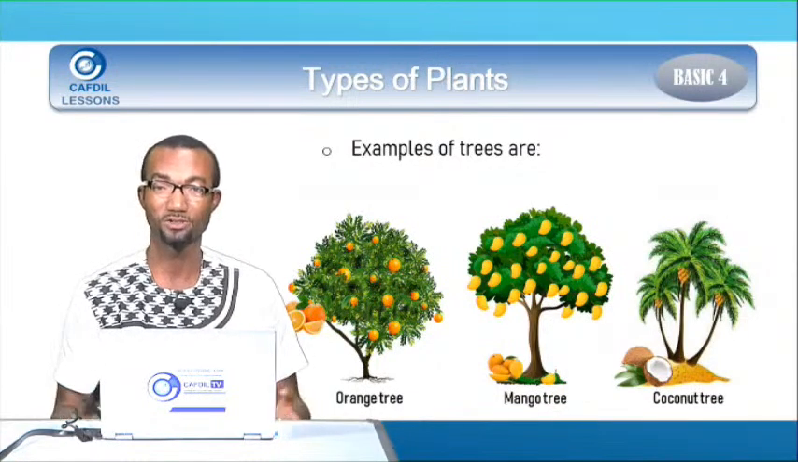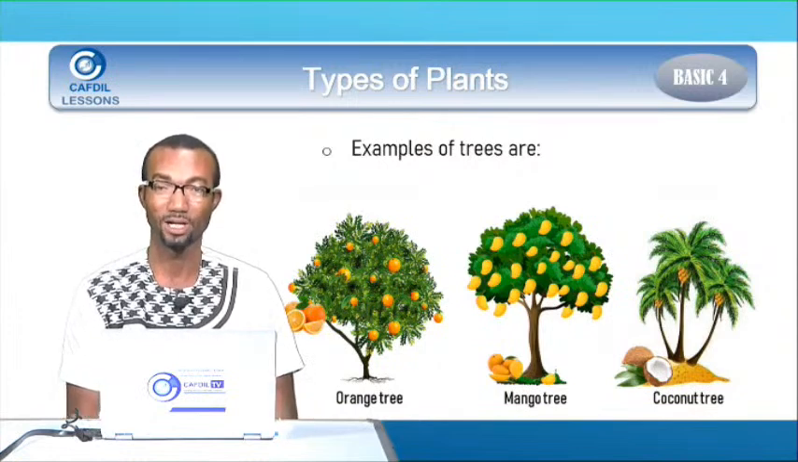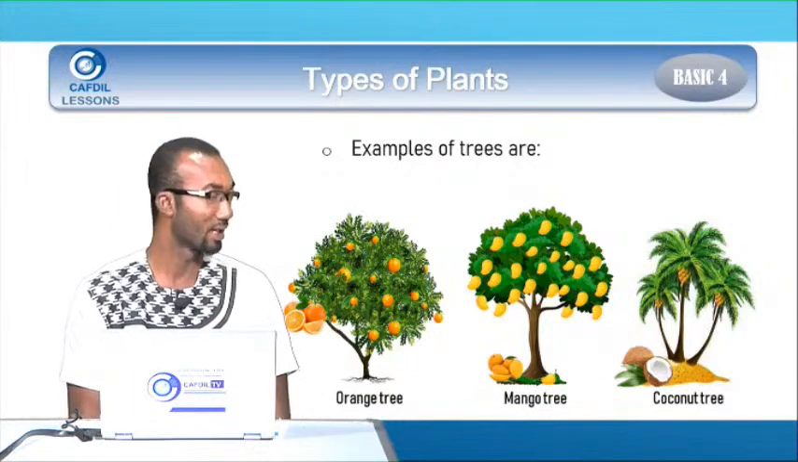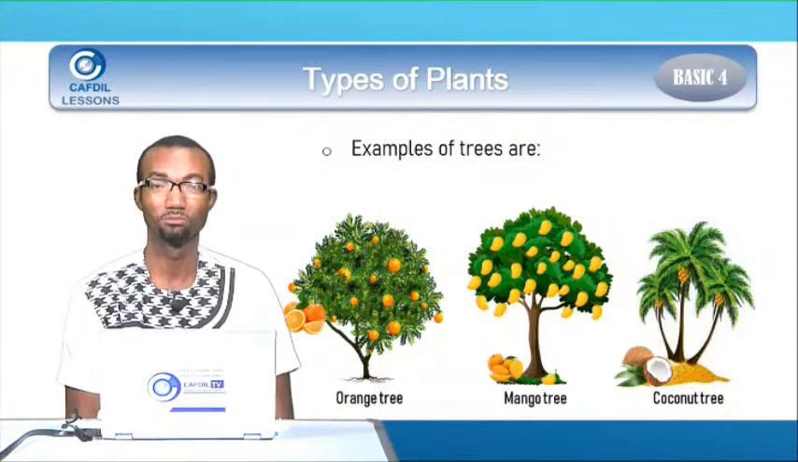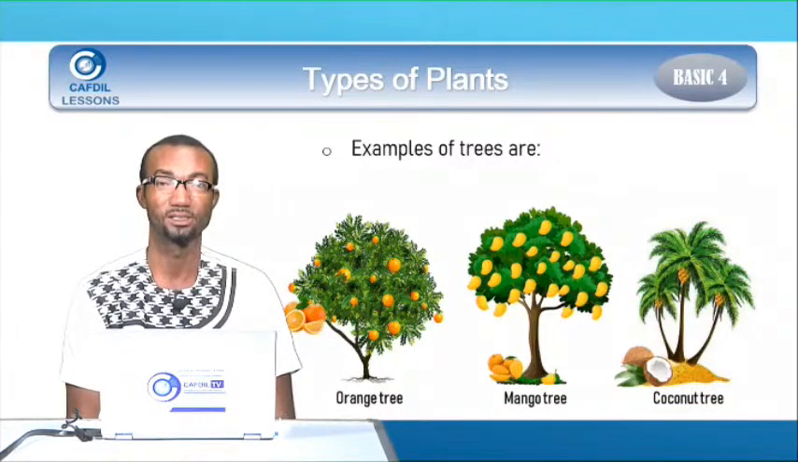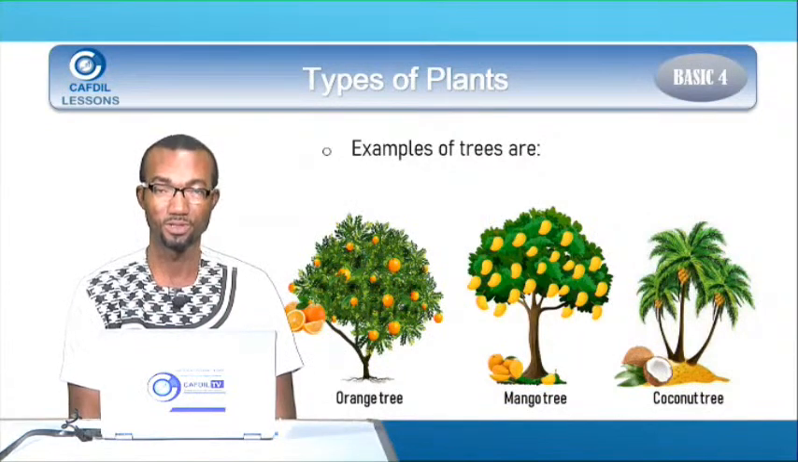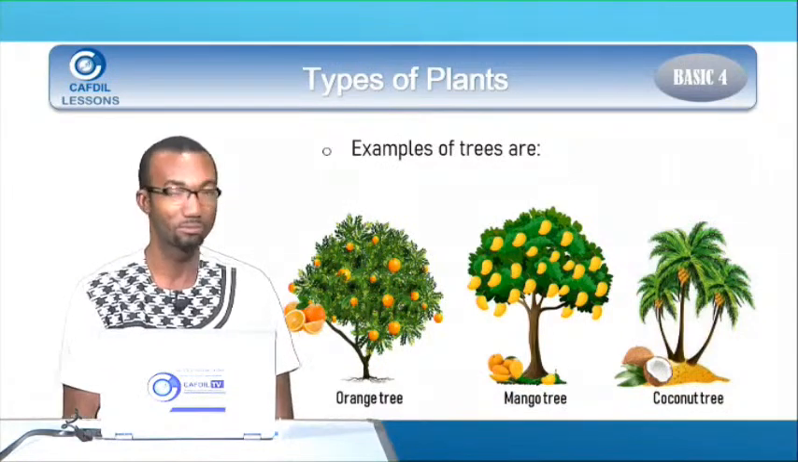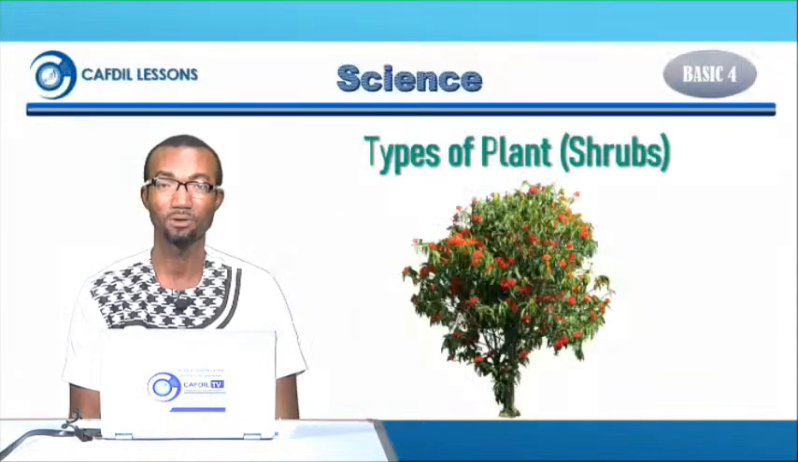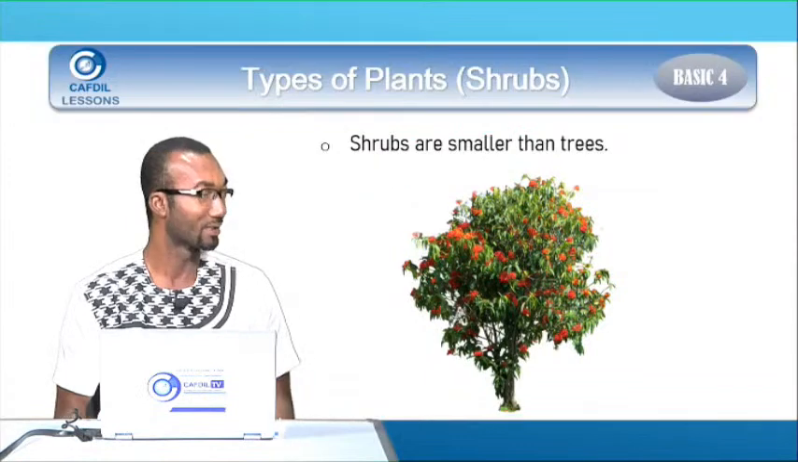I've seen all these trees before around you, and we are saying that they live for many years. So you may have a mango or orange or coconut tree at home, and they can be there for many years. So kids, the first type of plant is called tree, and we have gone through them, and these are some of the examples. Now let's move to the next type, that is shrub.